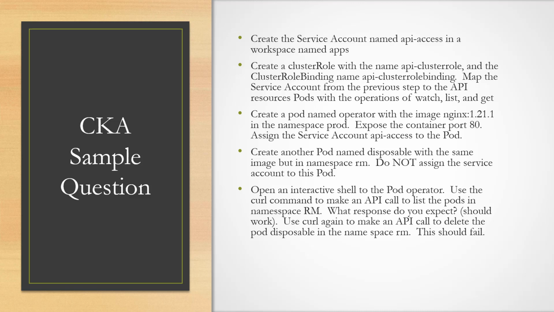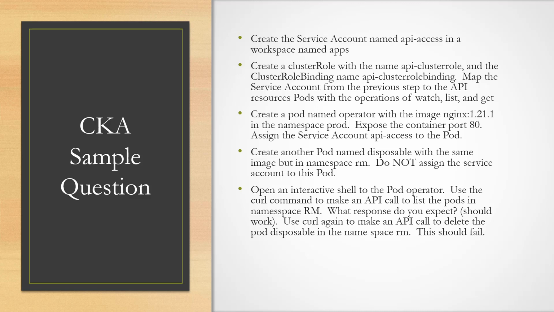Create a pod named operator with the image nginx 1.21.1 and the namespace prod. Expose the container to port 80 and assign the service account API access to the pod. Create another pod named disposable with the same image but in namespace RM. Do not assign the service account to this pod.